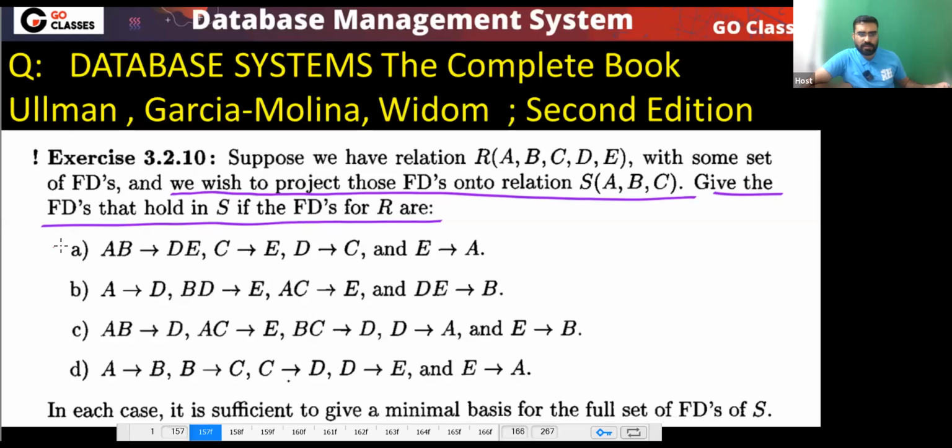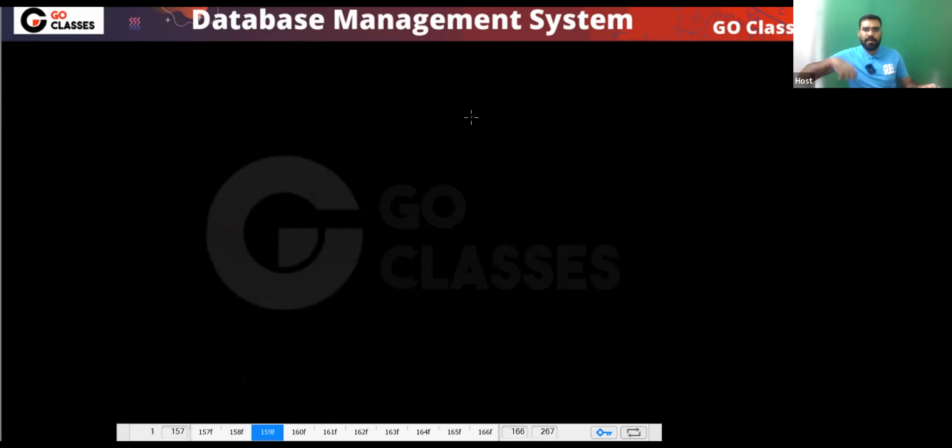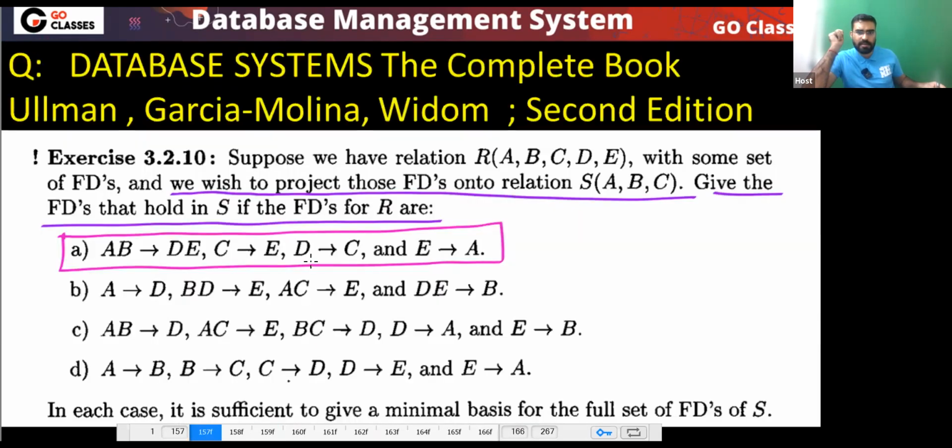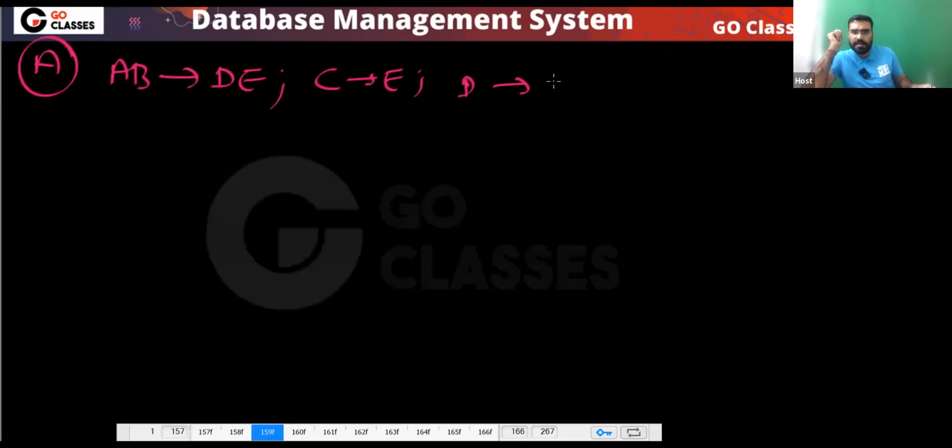Now let me take the first question. I will only do the first question; the remaining questions you can do. The first question is saying S, ABC. There is a step-by-step procedure to do this. If you have a universal relation and you want to find the projected FDs, there is a step-by-step procedure. The FDs are: AB determining DE, C determining E, D determining C, and E determining A.